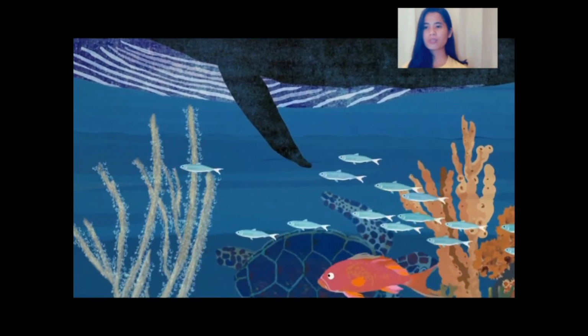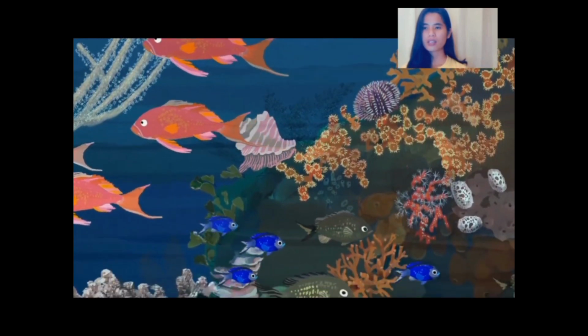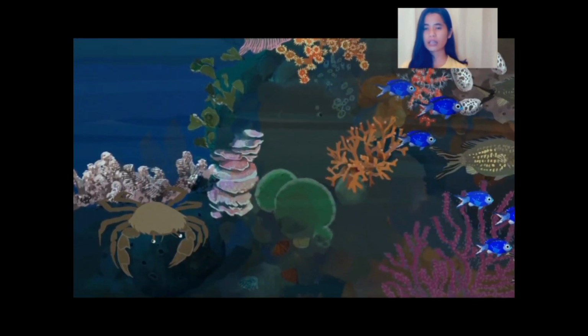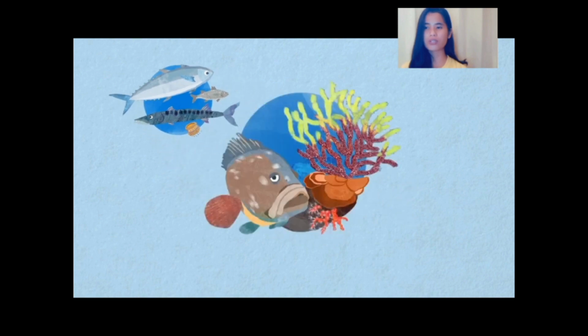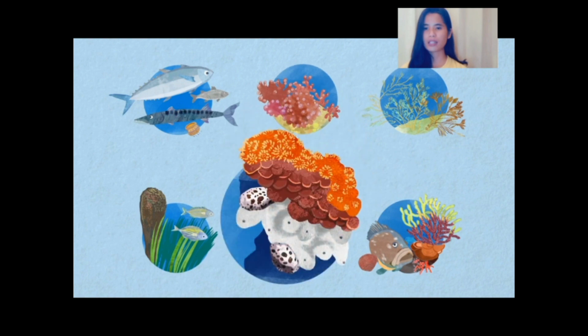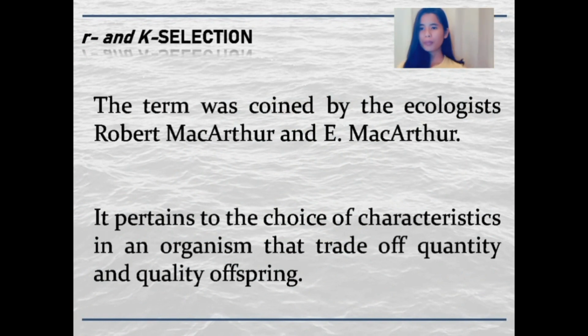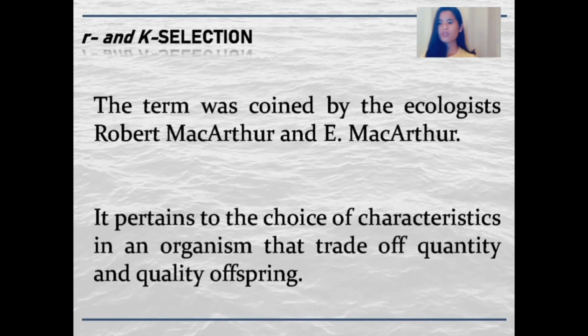Each plant or animal species, whether it's pelagic or benthic, marine or terrestrial, has a distinct set of biological and ecological characteristics that define its life history. Later on, we will get to know what those R-selected species and K-selected species are and their characteristics. But before that, the terms R and K selection were coined by the ecologists Robert MacArthur and E. O. Wilson. It pertains to the choice of characteristics in an organism that trade off quantity and quality of offspring.